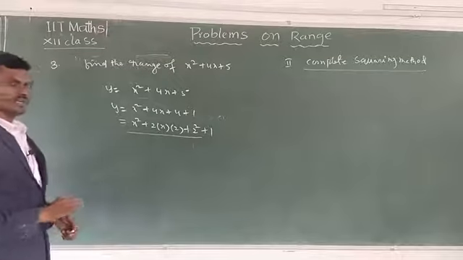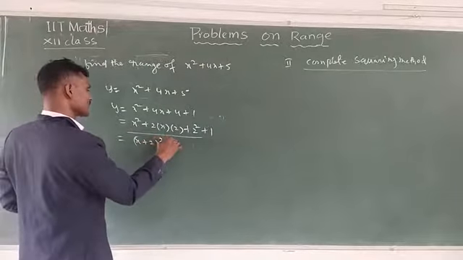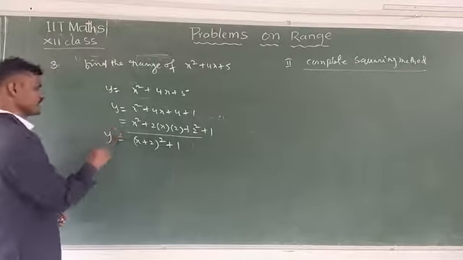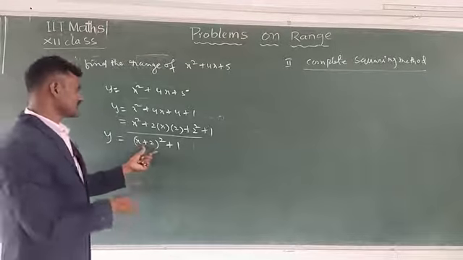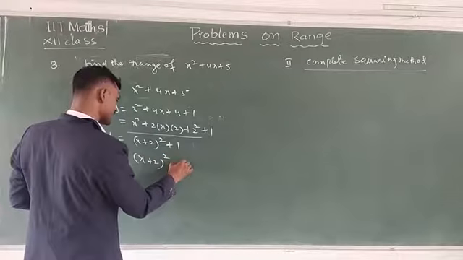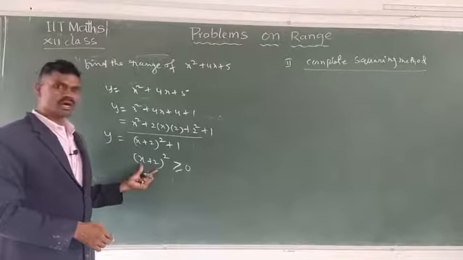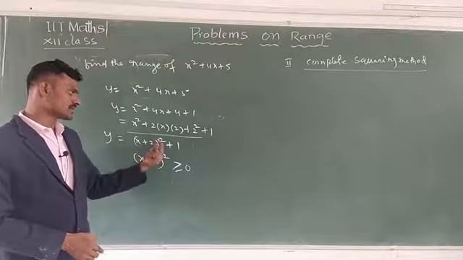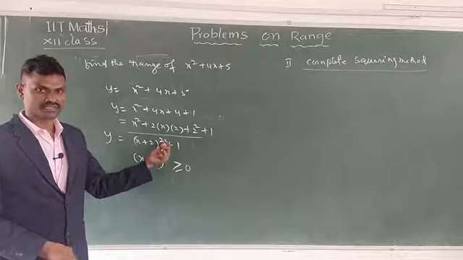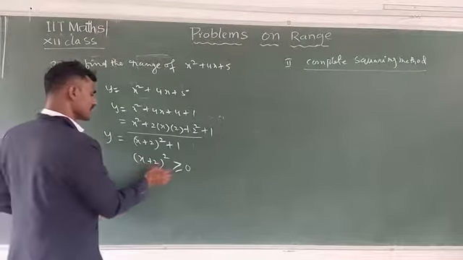Now see here, a square plus 2ab plus b square is equal to a plus b whole square formula. Then x plus 2 whole square plus 1, this is y. Clearly you can observe that x plus 2 whole square is greater than or equal to 0. This value is either 0 or greater than 0. Why? Because negative is not possible. Why? Because here an even power has been given. That's why a negative value is not possible.